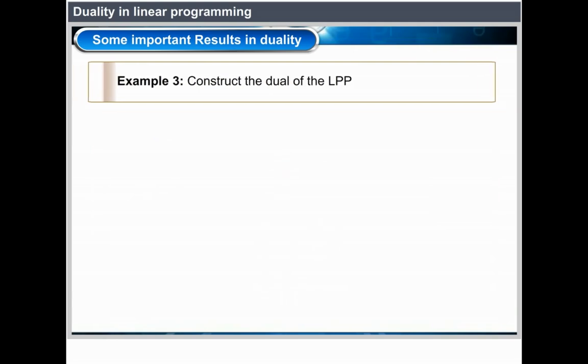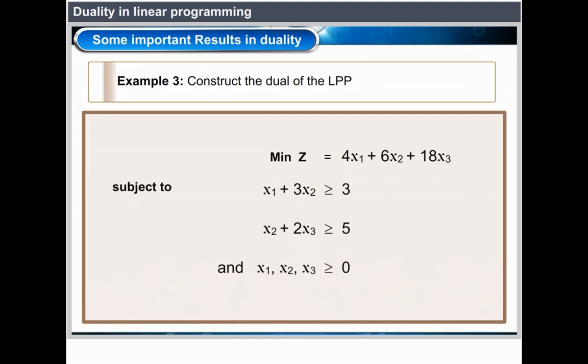Example 3. Construct the dual of the LPP. Minimize z equal to 4x1 plus 6x2 plus 18x3 subject to x1 plus 3x2 greater than or equal to 3, x2 plus 2x3 greater than or equal to 5 and x1, x2, x3 greater than or equal to 0.